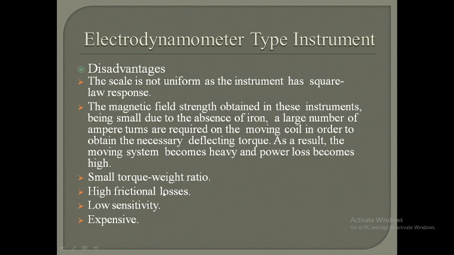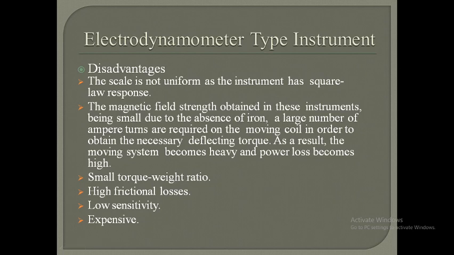Next is a small torque to weight ratio. Because the system is heavy, there will be a small torque to weight ratio. High frictional losses are there. Low sensitivity is there, right? Because of the frictional losses, the temperature effect is there, and temperature errors occur in the system. Because of that, the sensitivity is also low, and these instruments are quite expensive also. Okay, so these are the disadvantages of the electrodynamometer type instrument. So this is all about the description of the electrodynamometer type instrument.